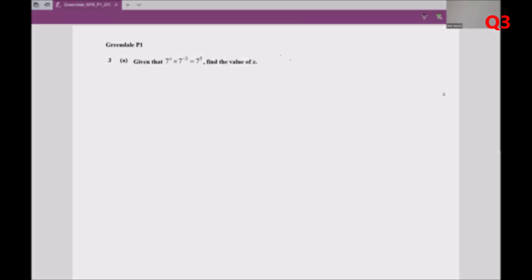Paper 1, question 3a. To solve this question, you need to apply the first law of indices. That is, when two terms have the same base and you multiply the two terms, you can add the power. So 7, the power would be x plus negative 3, will be equal to 7 to the power of 5. You can cancel away the base on both sides of the equation because they are both the same base.